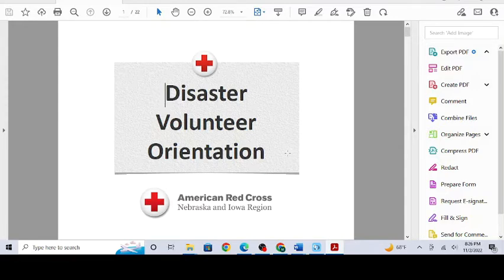We'd like to communicate that we really do appreciate you taking the time to volunteer with the American Red Cross. We know that there are a wide variety of options that you can do with your free time, so it is very much a joy that you are spending your time with the American Red Cross.